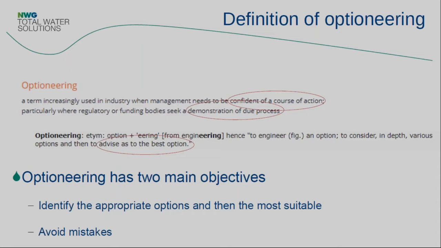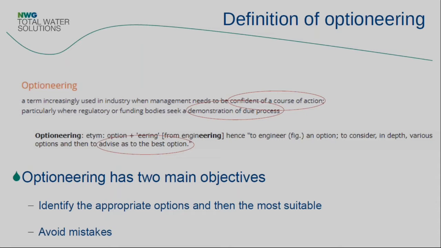That could be justifying it from the point of view of investment, or if things go wrong or mistakes are made, you need to be able to demonstrate exactly why you made that decision and what the basis of that decision was. So that's one definition of optioneering. If we look at the definition underneath, the bit I've got circled there is about choosing the best option, or the most appropriate option, or the most suitable option.